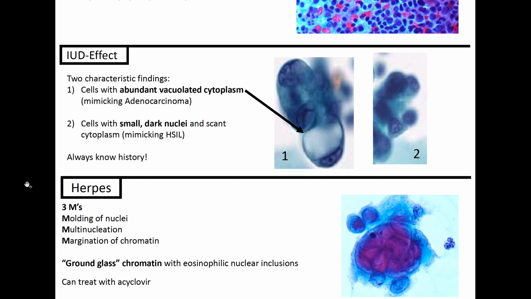So herpes, the classic 3 M's, right? So you have molding of the nuclei, multinucleation, margination of chromatin. So you have nuclear molding, multinucleation, and the chromatin is going to be marginated to the margins. And you have ground glass chromatin with eosinophilic nuclear inclusions. And you can obviously treat this with acyclovir.